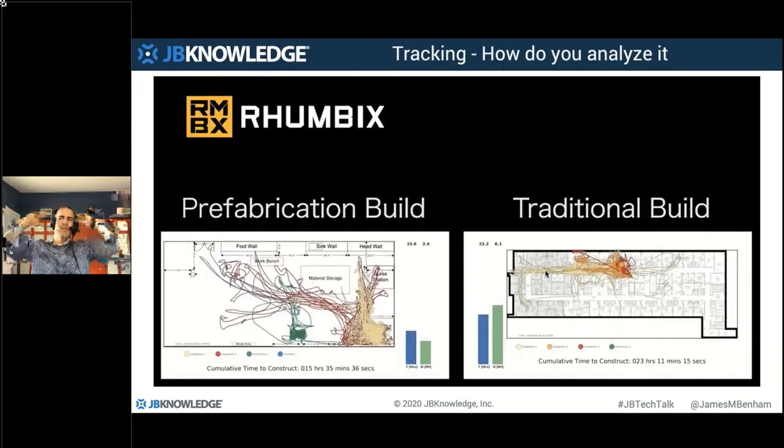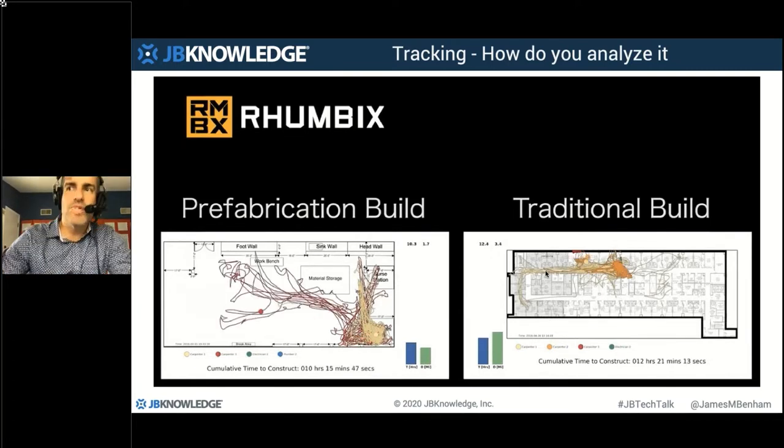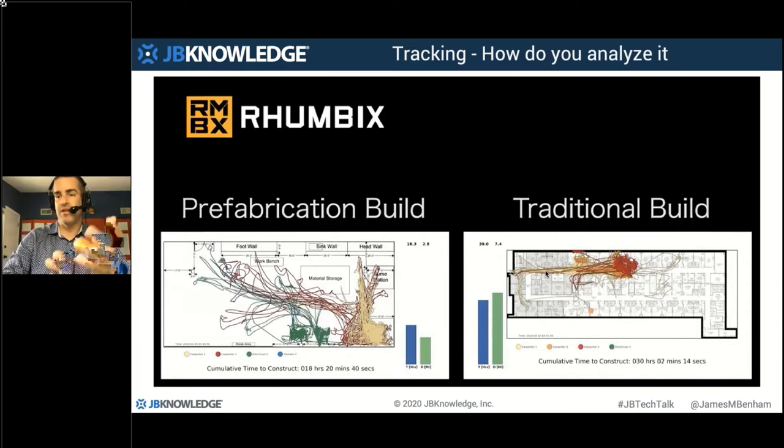You know, just installing a bunch of tracking systems and not doing anything with it doesn't do you much good either, does it? So you've got some really interesting utilizations for tracking data. And you'll see on this one, you have a prefab build versus a traditional build. This is just demonstrating, by using worker tracking, how much more efficient and effective you can make a job site.